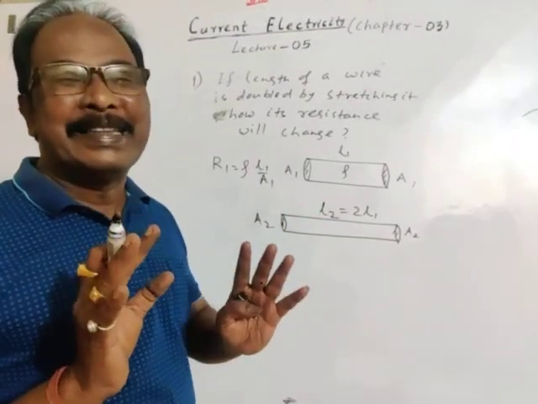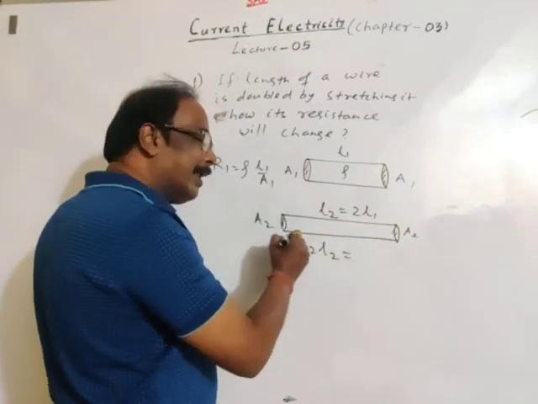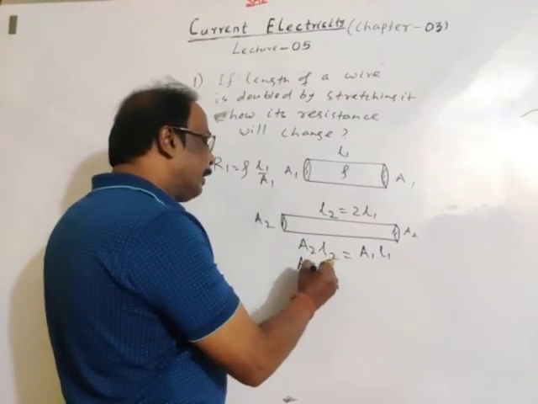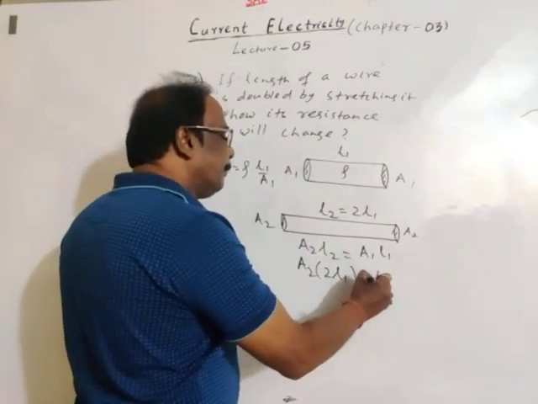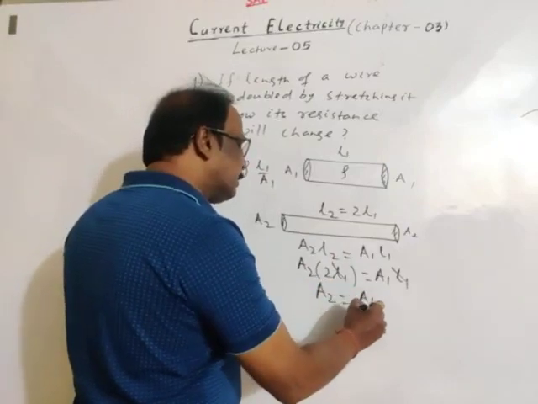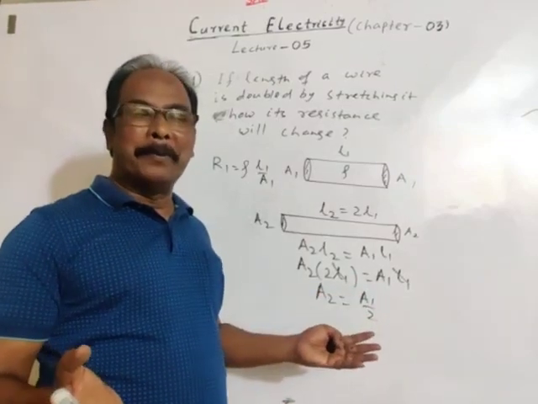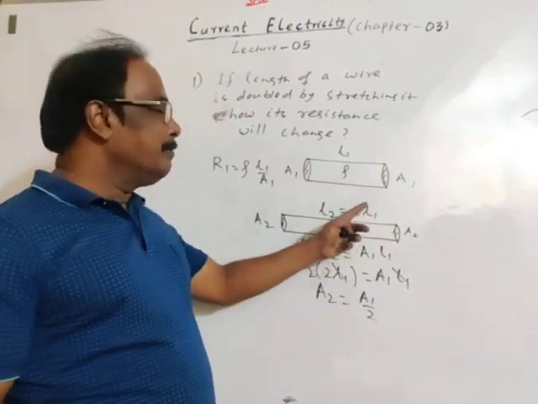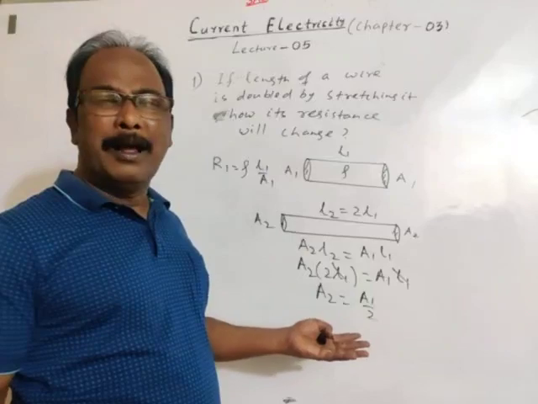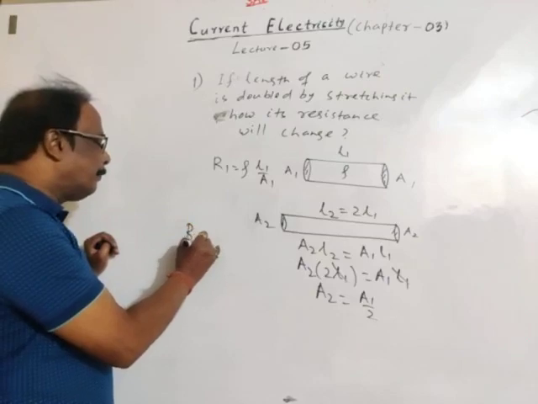We'd like to see that the volume is constant: A2 L2, the final volume, is equal to A1 L1, the initial volume. In place of L2, we may write 2 L1, so A2 times 2 L1 equals A1 L1. L1 gets cancelled, then the area of cross section is half. If the length is doubled, the area of cross section is half. If the length becomes three times, then the area of cross section becomes 1/3. Simple concept.